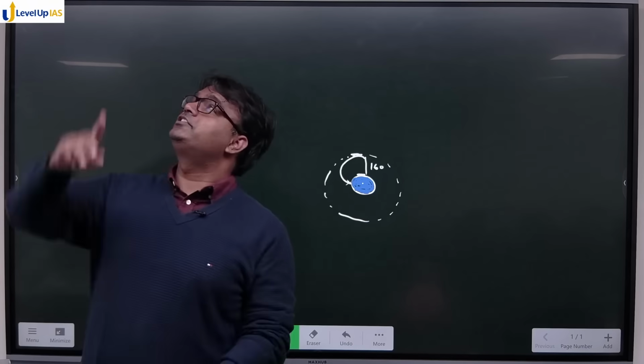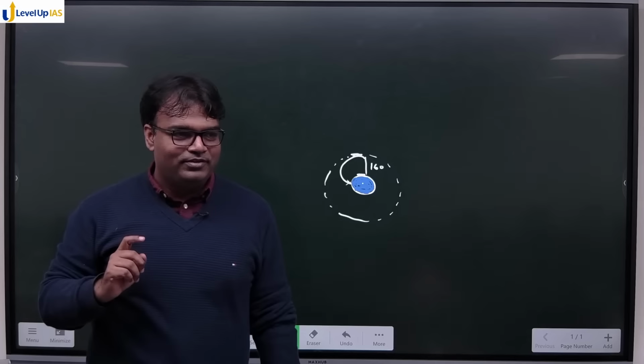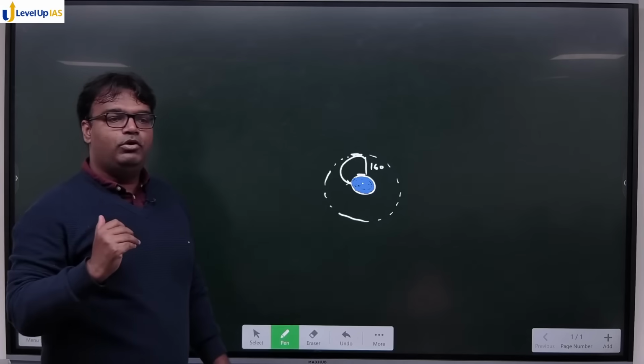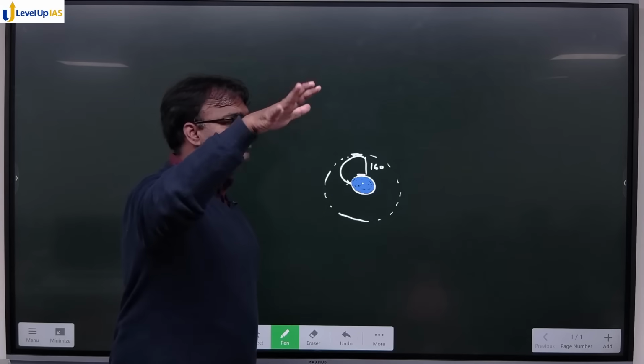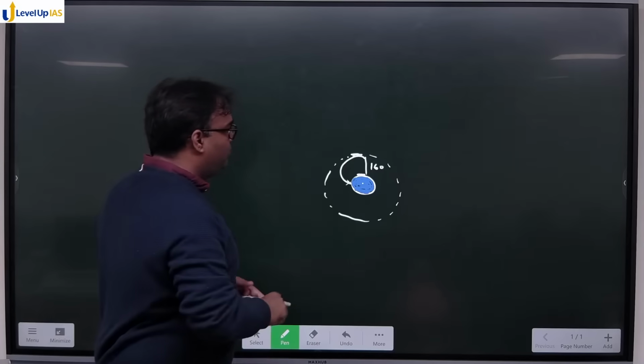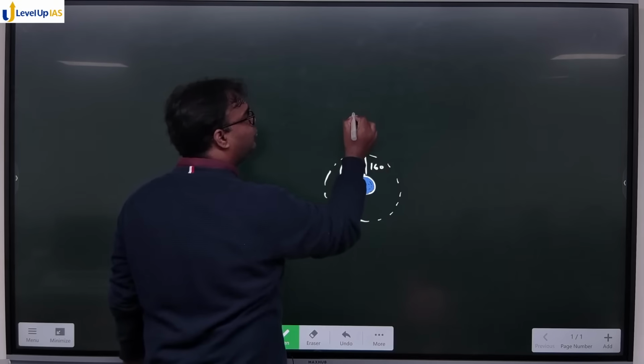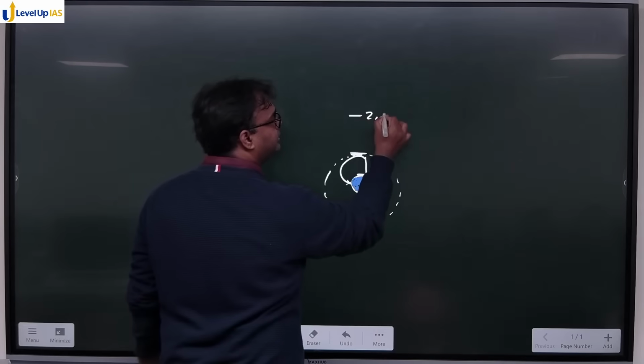Do you ever see satellites moving around at 10 kilometers above? No. Satellite can only be launched at a height higher than around 160 kilometers. So from 160 kilometers to a height of 2000 kilometers.